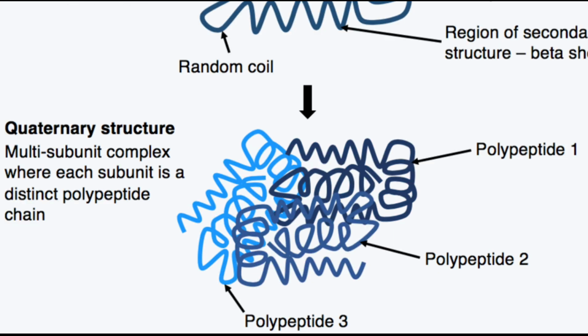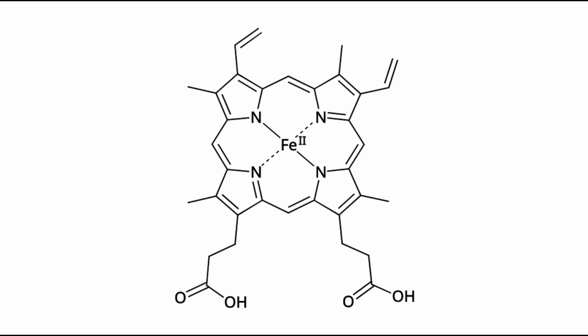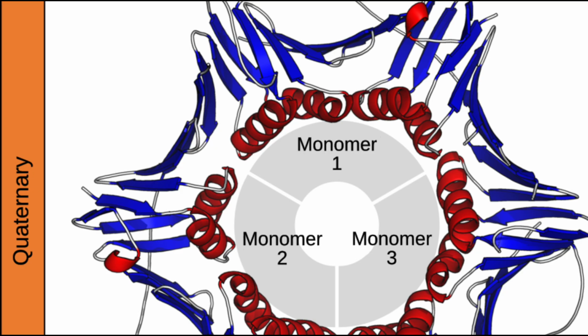Then the quaternary structure is multiple chains coming together. Some proteins are made of more than one polypeptide chain, and this is the quaternary structure, which describes how these subunits are arranged and interact with each other. Each subunit has its own tertiary structure, and together they form a functional protein complex. For example, hemoglobin is made up of 4 subunits, 2 alpha and 2 beta chains, and this precise arrangement is essential for oxygen transport.